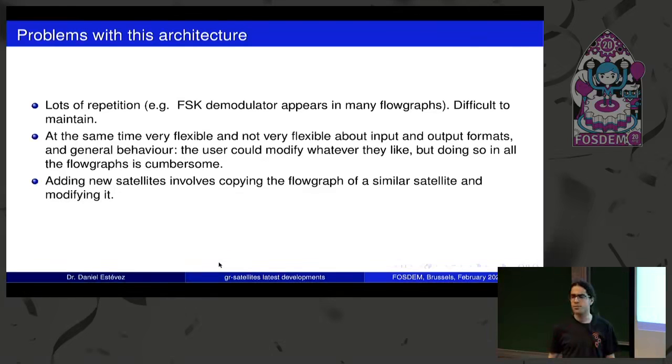At the same time, it's very flexible and not very flexible. So the user can go and change anything he wants. Let's say, as in my example before, you want to write the packets into a file or process them with your custom whatever, or send them out to an application using ZMQ. You can do that, but doing that is cumbersome. And if you want to do that for all the flow graphs, it's more or less impossible. And also for adding support to new satellites, which is something I do quite often as they keep launching more and more stuff, it's also cumbersome. So you copy a flow graph for a sort of similar satellite and then modify the things you need to change.